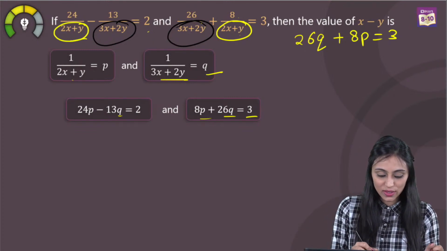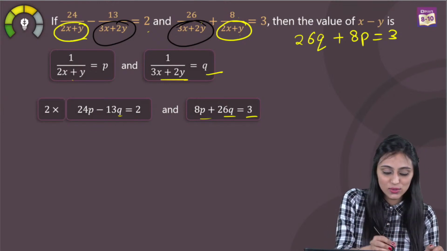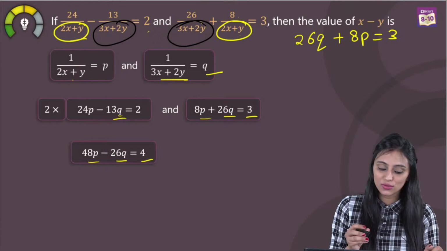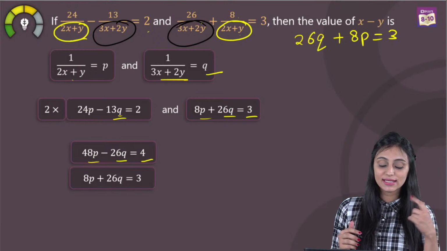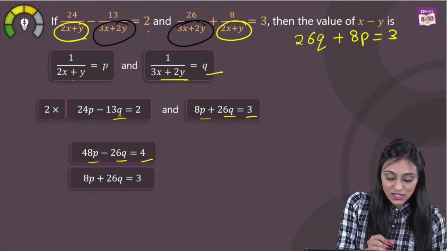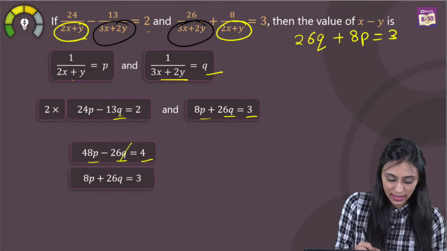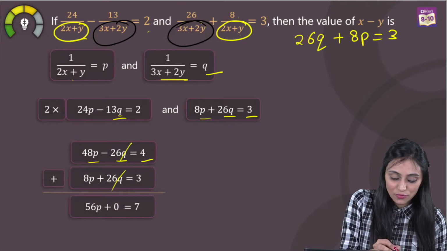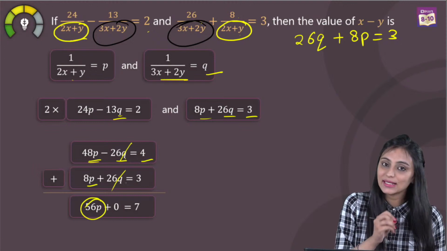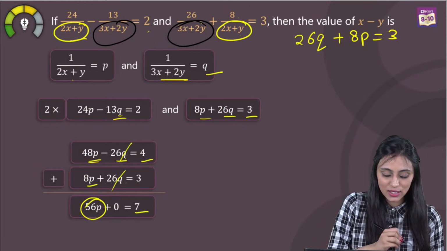So simply what I'll do here is, I'll multiply this equation by 2. Why am I multiplying this by 2? So that I get 26q over here. I get 48p minus 26q equals to 4. Similarly, the next equation is 8p plus 26q equals to 3, right? Now, minus 26q plus 26q, they will cancel out once I add them up. 48p plus 8p, you get 56p. Minus 26q plus 26q gets cancelled out, you have 0. 4 plus 3 is equal to 7.